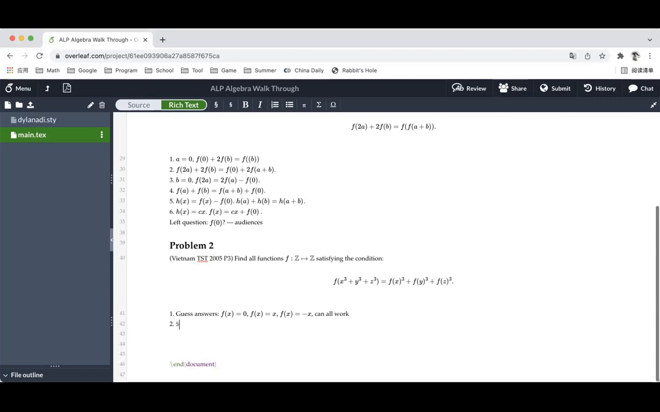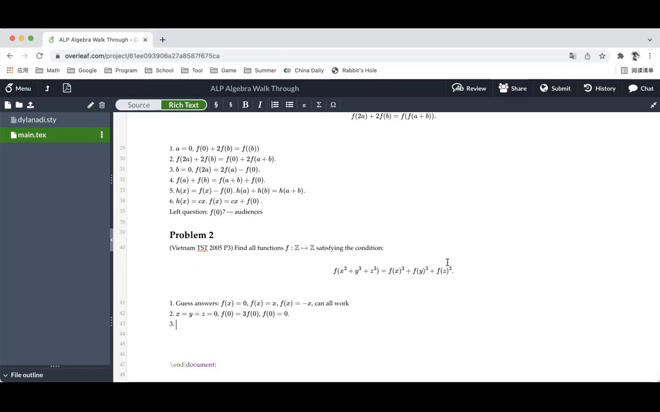So it's time to do some substitution, which is pretty natural to do. x = y = z = 0. So we basically get f(0) = 3f(0). So we know that f(0) = 0.